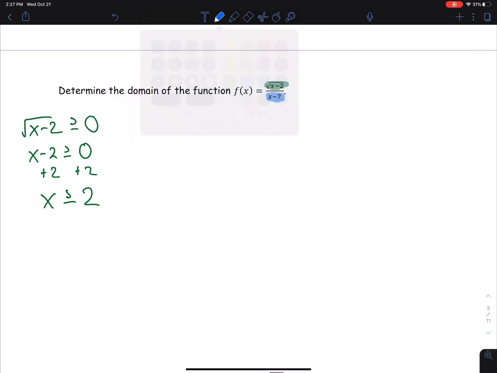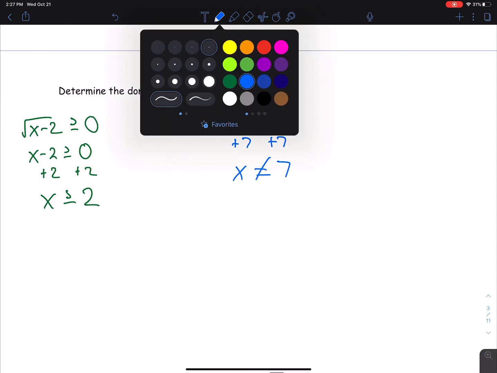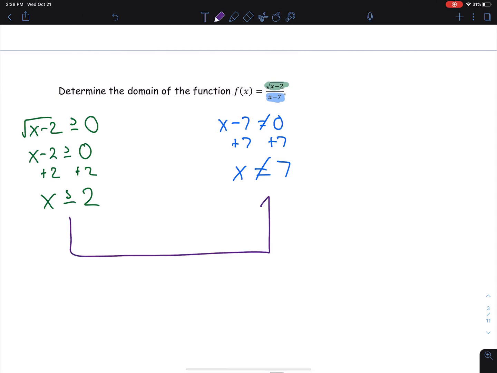Now let's take a look at the denominator. So the denominator is x minus 7. We know if that's in the denominator, our denominator can be negative and positive, but it can't equal 0, or else we are going to have no solution. We're going to have an undefined. So we're going to set x minus 7 equals 0 to see when it is going to give us an undefined. So I'm going to add 7 on both sides, and we can't have x equal to 7, or else we'll have a 0 in the denominator. So our domain must satisfy both rules, or both stipulations.